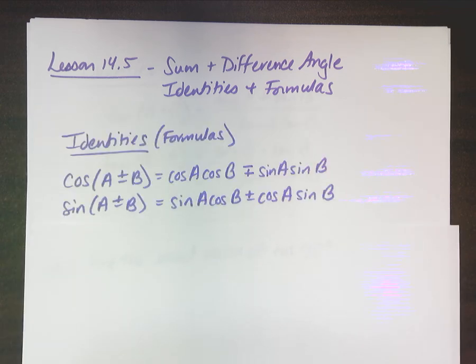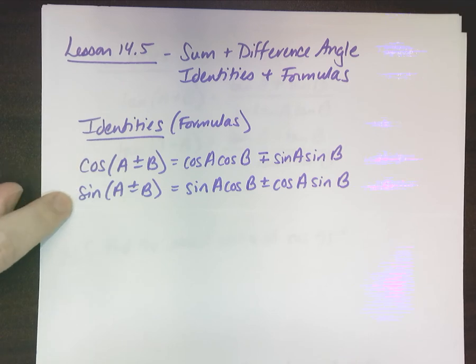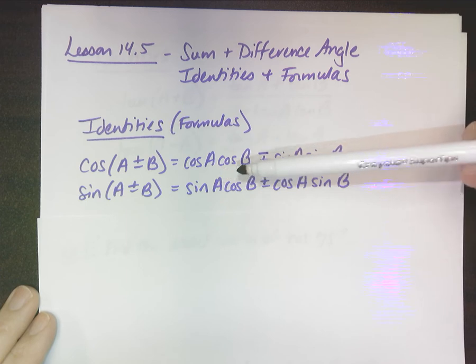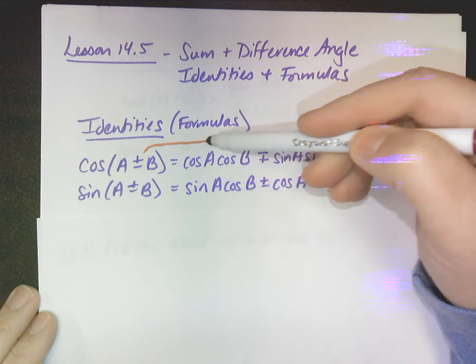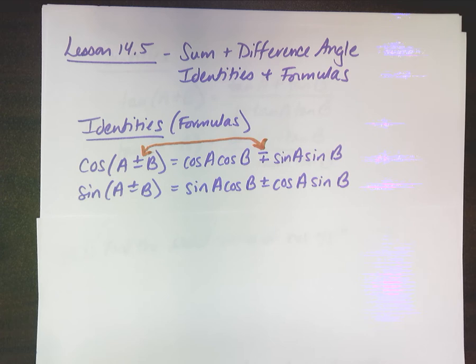So these are what we call sum and difference angle identities. These two, this one's your cosine, this one's your sine. They look complicated. They are not complicated. They're actually quite simple. But I want you to notice something in the first one. The cosine of A plus or minus B is equal to cosine A times cosine B minus plus. Did you notice that? It went from plus minus to minus plus, of sine A sine B.